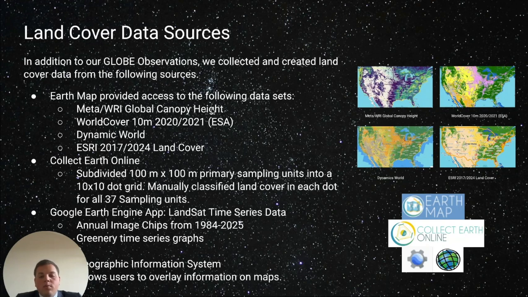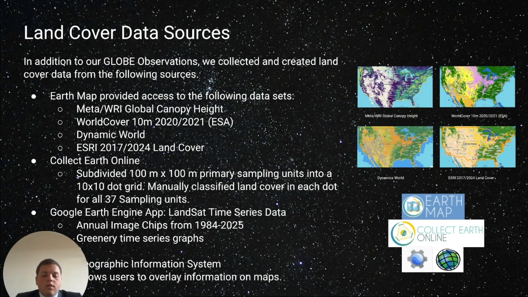In addition to our GLOBE observations, we were also able to collect and create land cover data from the following sources. EarthMap provided access to Meta tree canopy heights, WorldCover, Dynamic World, and land cover data sets. And Collect Earth Online is an online software that we used to subdivide our 100 meter by 100 meter primary sampling units into a 10 by 10 dot grid. We were then able to go in and manually assign land cover classifications to each one of those dots.